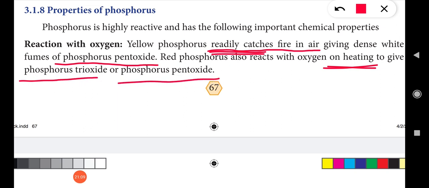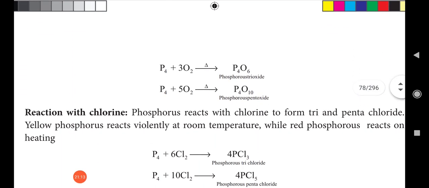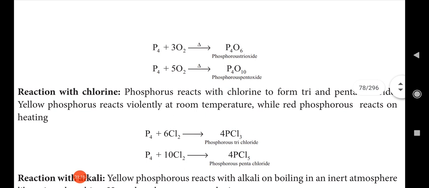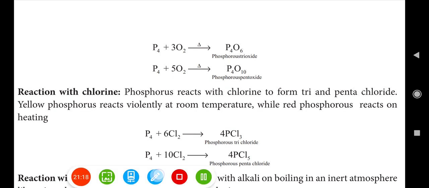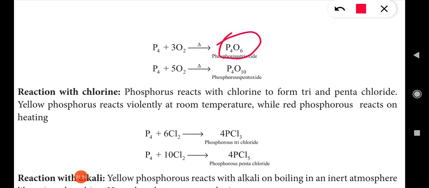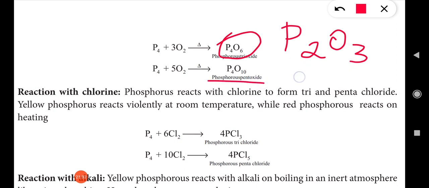So red phosphorus will give two different kinds of oxides, phosphorus trioxide and phosphorus pentoxide. This is phosphorus trioxide. We can write this as P2O3 and this can be written as P2O5. Phosphorus pentoxide.